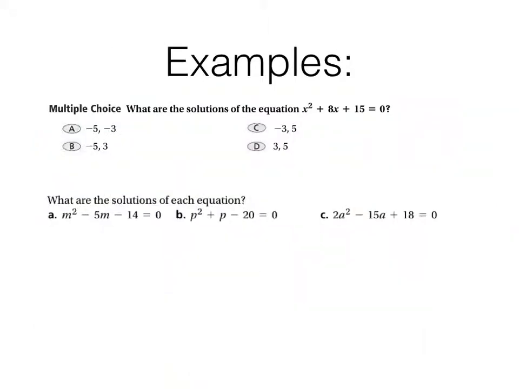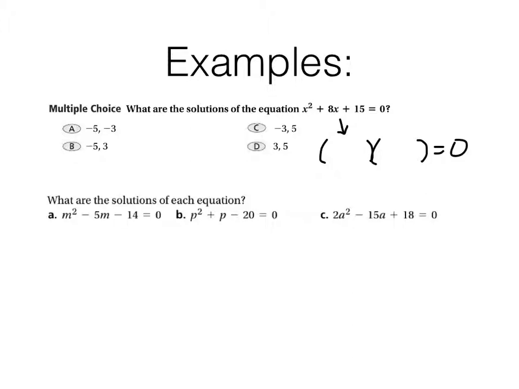Okay, what are the solutions of the equation x squared plus 8x plus 15 equals 0? Now, I can take each of these individual solutions, they are not ordered pairs, and plug them in until I find the right answer. We can always do that. But what would be best for us to do here would be to factor and solve like we just learned, because it's more efficient and I won't have to worry about making a careless mistake.